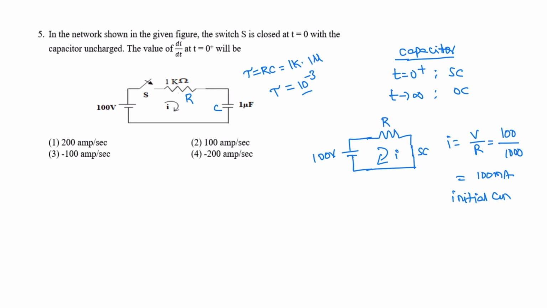Initial current at t equals 0 plus. At t equals 0 plus, the capacitor acts as a short circuit, and this is the equivalent diagram. At t equals infinity, at steady state, the capacitor is an open circuit.